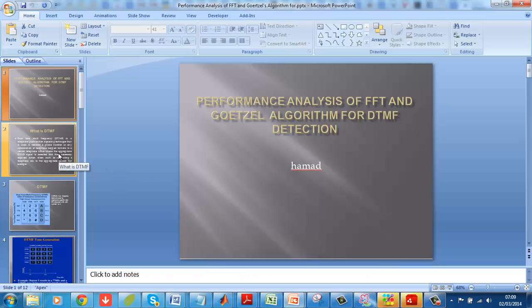Now we want to compare it with Goertzel algorithm and see which is better for DTMF detection. DTMF means dual tone multi-frequency. When you press a number on your phone, maybe one, the phone is going to send a signal that contains two frequencies. That's why it is called dual tone. Dual means two.